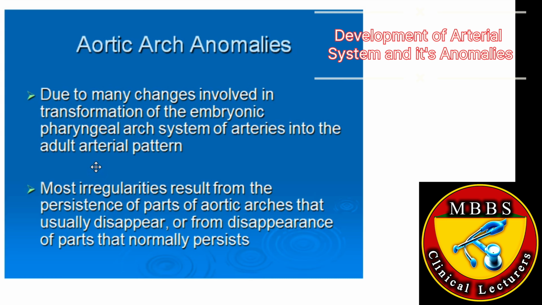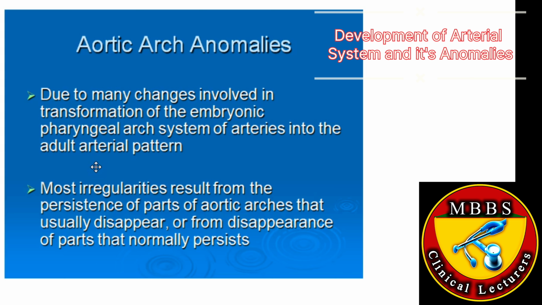Now, what anomalies occur? These occur due to changes involved in the transformation of the embryonic pharyngeal arch system of arteries into the adult arterial pattern. These irregularities result from the persistence of parts of aortic arches that usually disappear, or from disappearance of parts that normally persist. So the parts that had to disappear did not disappear and are still persisting, or those that had to be present normally disappear.